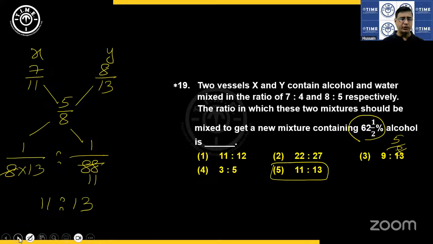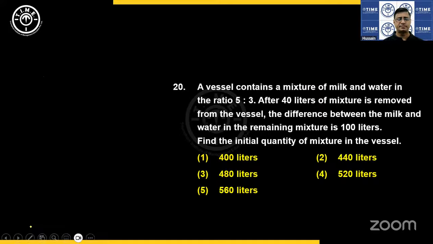Next example on your screen. A vessel contains a mixture of milk and water in the ratio 5:3. After 40 liters of mixture is removed from the vessel, the difference between the milk and the water in the remaining mixture is 100 liters. Find the initial quantity of the mixture in the vessel. Initial quantity means 5:3, that is 8 parts.